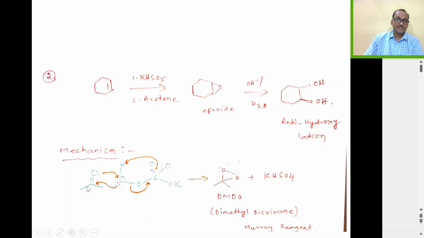So acetone, this is the structure of acetone. The oxygen lone pair will attack this oxygen, and the oxygen lone pair will attack this double bond here. And this oxygen bond will come back here, and this double bond will take this proton. So you end up generating DMDO, dimethyl dioxirane. That is called the Murray reagent, and KHSO4.